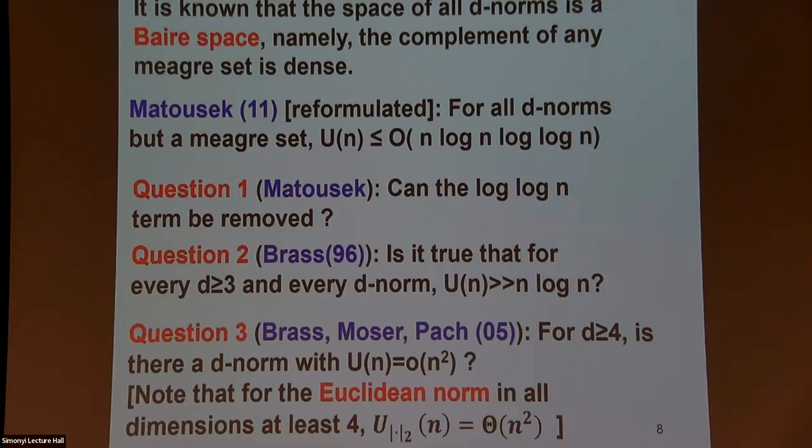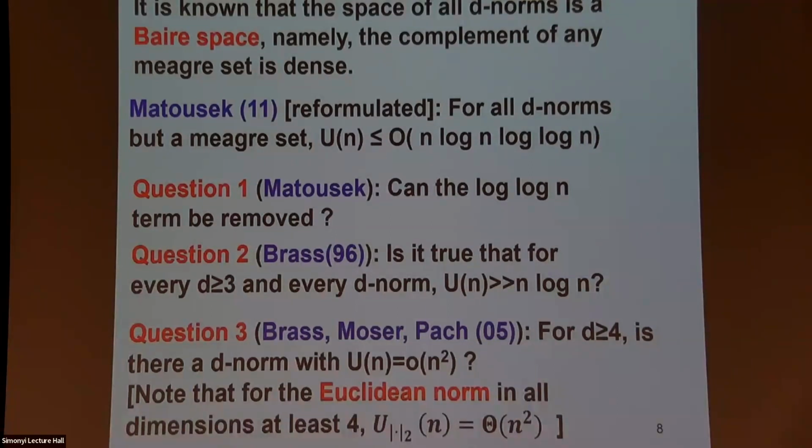And yet another question, and this one is from this book by Brass, Moser, and Pach. Is it true that for any dimension at least four, there is a D norm with U of n being subquadratic?